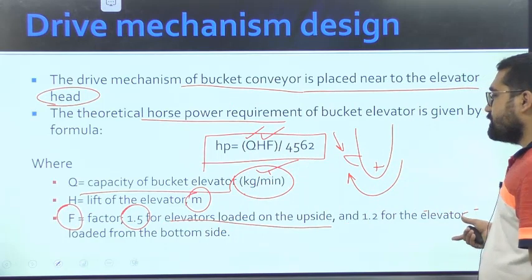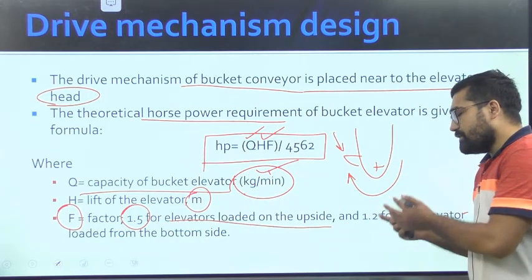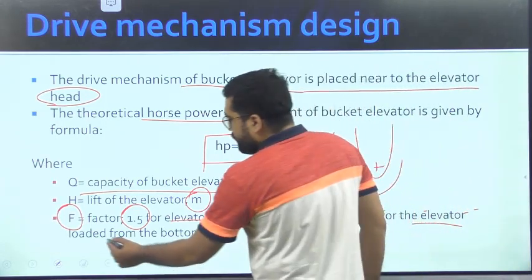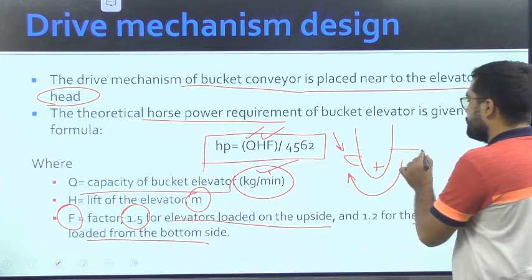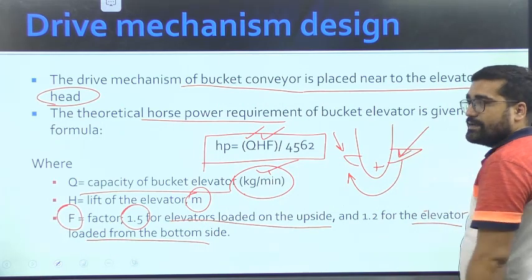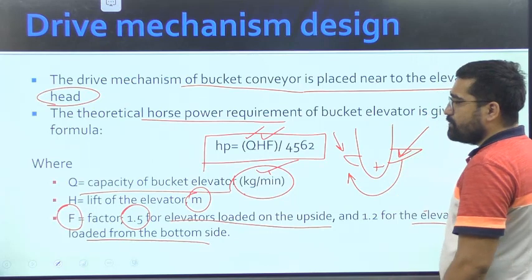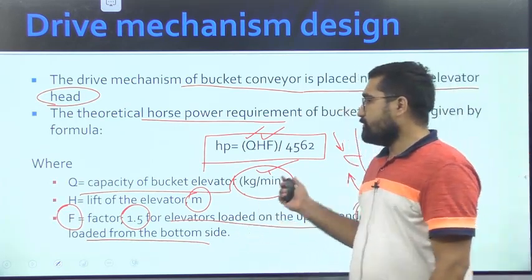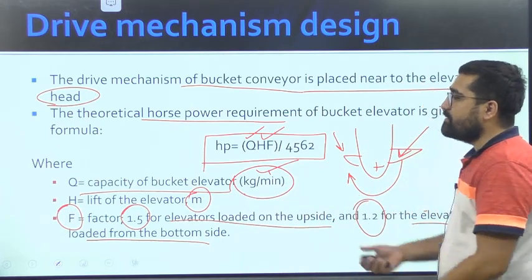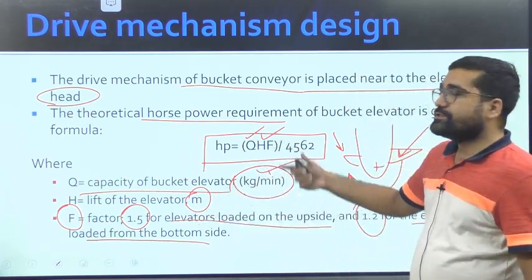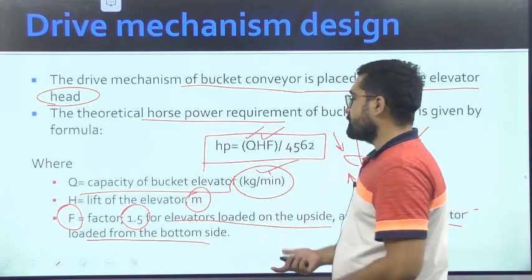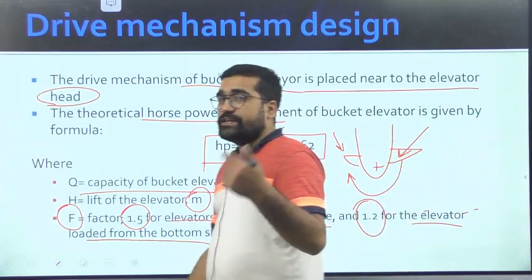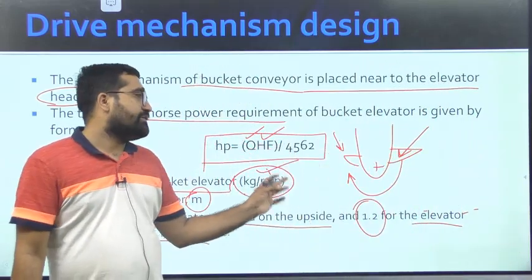Whereas if the feeding is done from the bottom side, from the opposite end, feeding is done like this, in that case we have to consider the factor as 1.2. Depending upon from which end the feeding is happening, we will consider the factor. So the formula is QHF by 4562. For that, capacity has to be in kg per minute. We have found it in tons per hour, so we have to convert whenever we are using this formula.